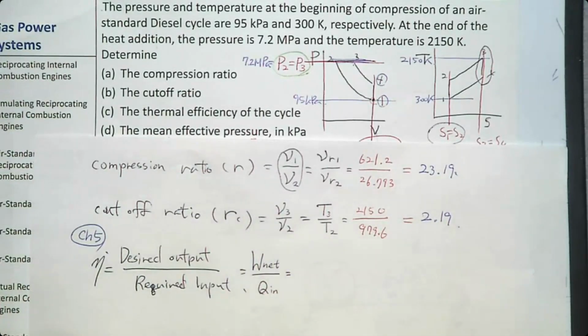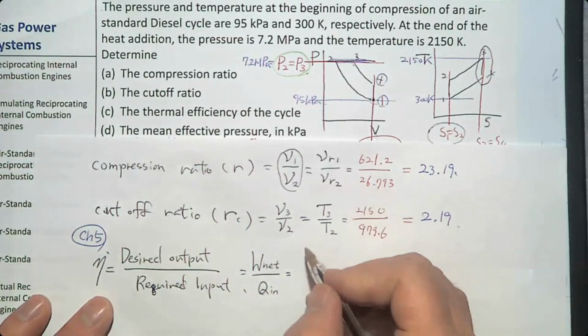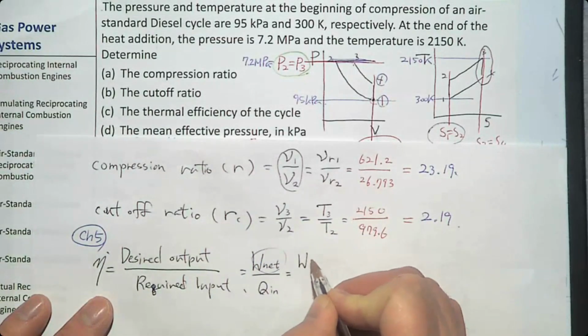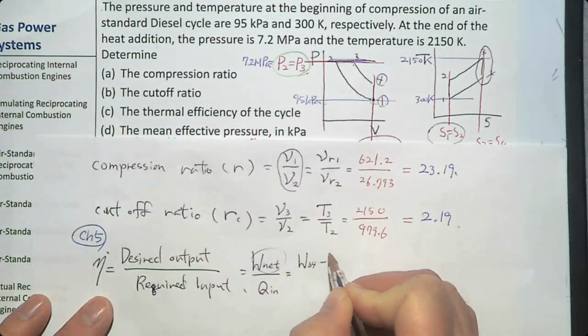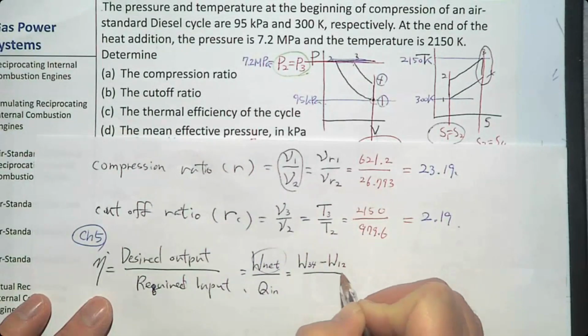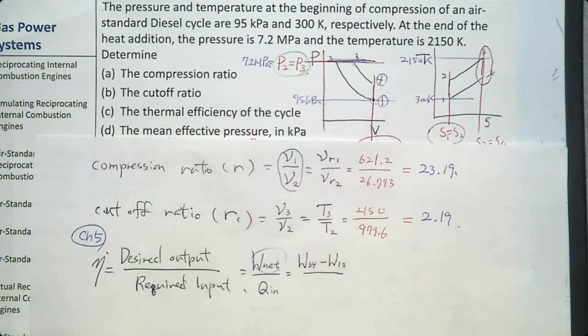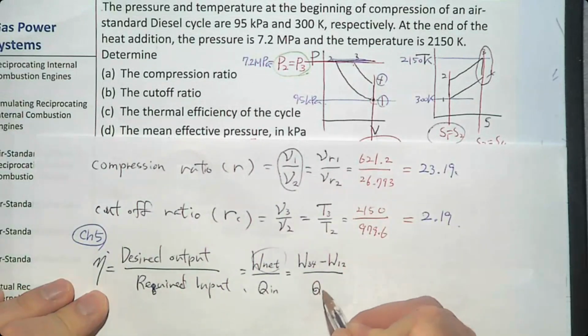So what is the net work? This Diesel cycle produces work during the expansion process and consumes work during this compression process. So it's going to be expansion process minus compression process. So this W net is going to be W34 minus W12 divided by where heat is added during the combustion process between 2 and 3. So it's going to be Q23.